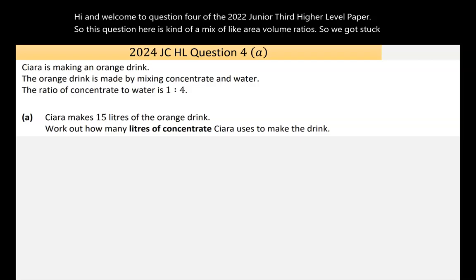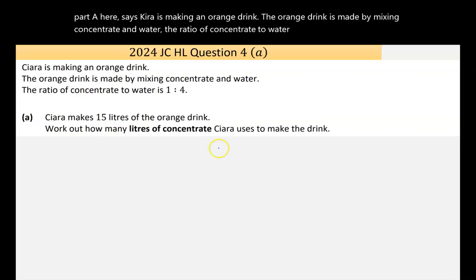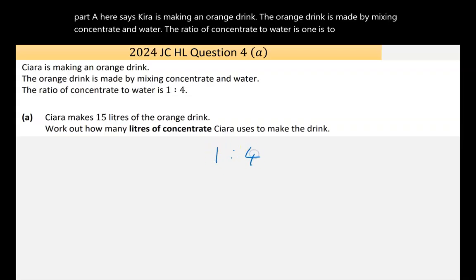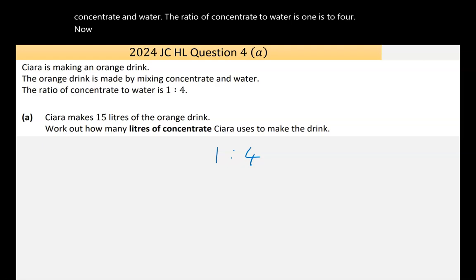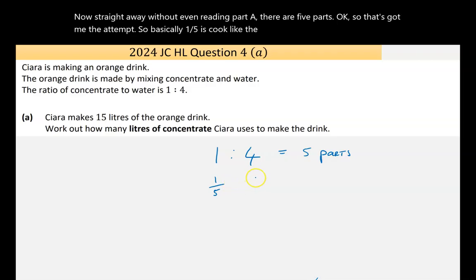Part A here says Kira is making an orange drink. The orange drink is made by mixing concentrate and water. The ratio of concentrate to water is 1:4. Now, straight away, without even reading part A, there are 5 parts. So that's got me the attempt. So basically, 1/5 is concentrate, and 4/5 are water.